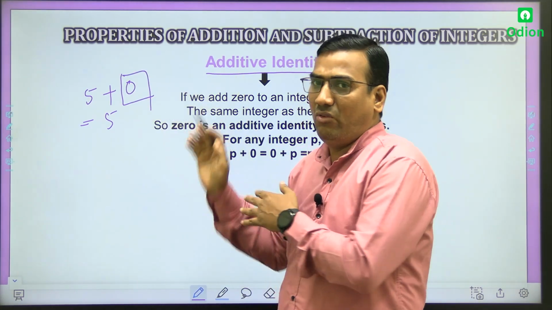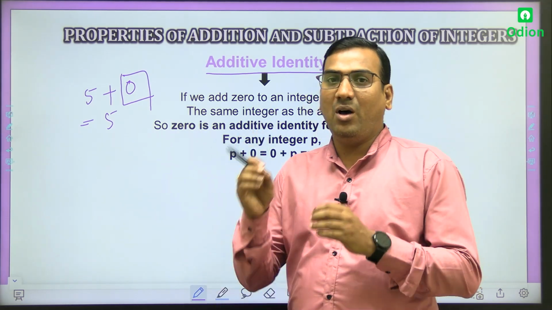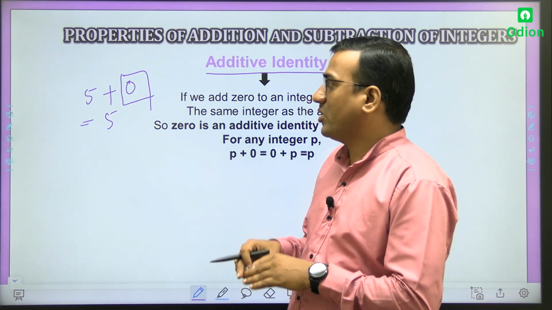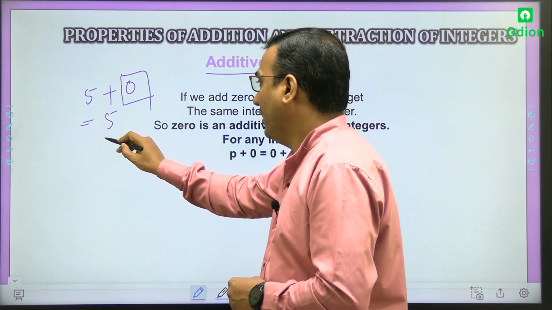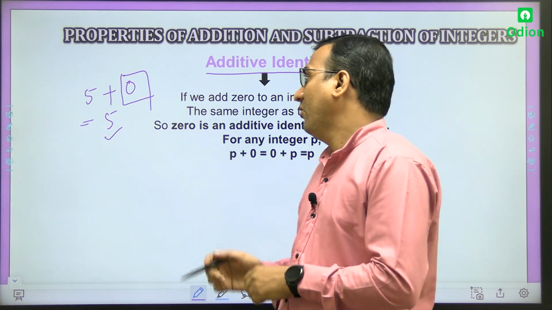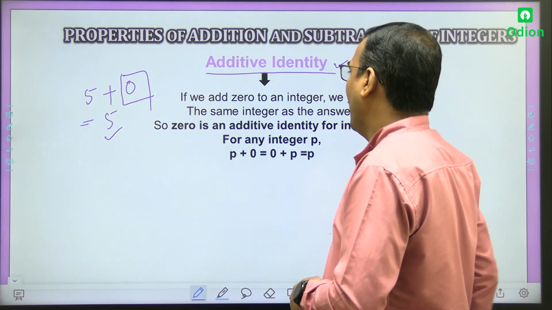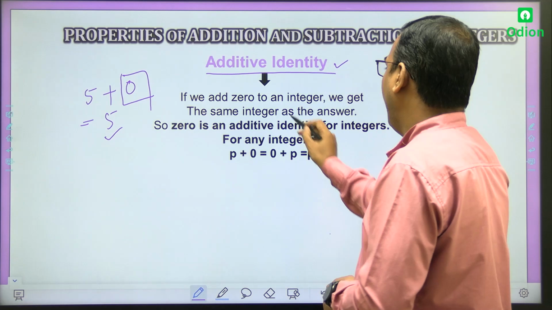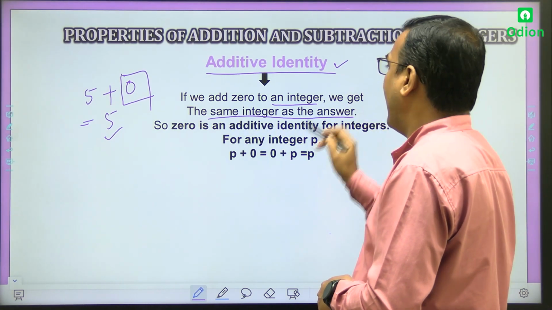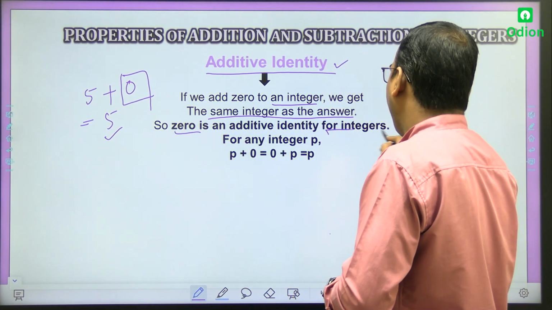It means it is the additive identity. It means it has no value. If we add or subtract this 0 from any number or any integer, then the result is the number itself. For this reason 0 is called the additive identity. If we add 0 to an integer, we get the same integer as the answer. So 0 is an additive identity for integers.